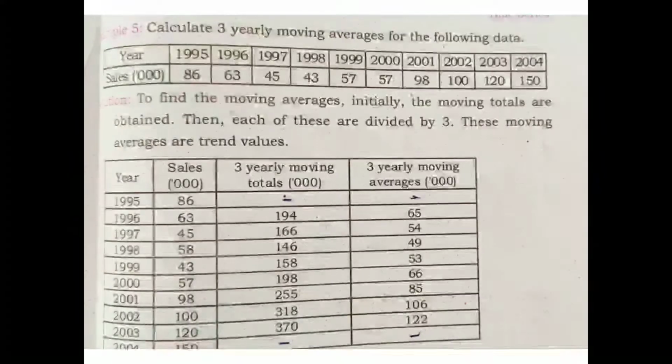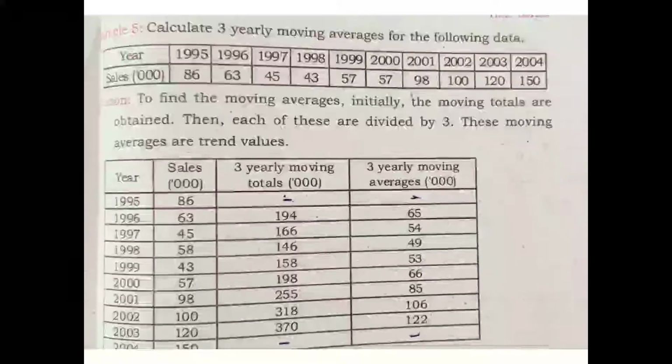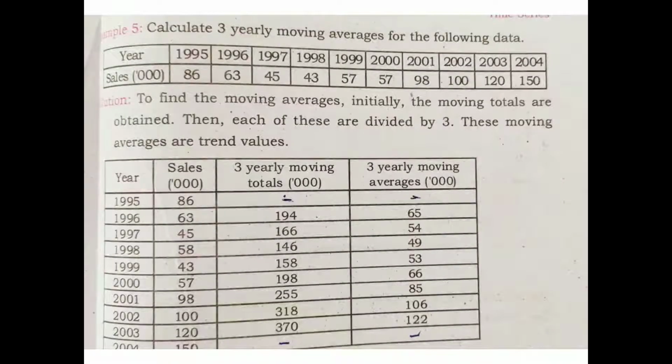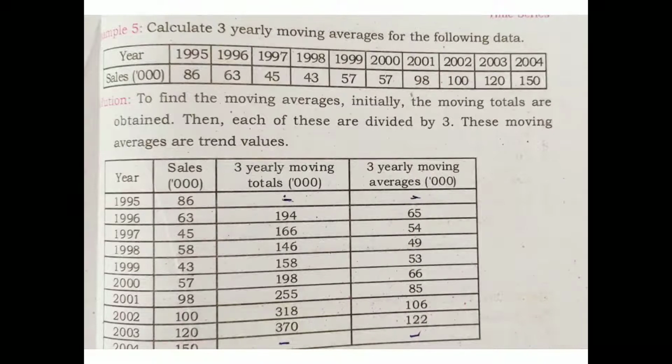Next, we shall see the example problems. Calculate 3 yearly moving averages for the following data. The data has been given, years and sales in thousands. To find the moving averages, initially the moving totals are obtained, then each of these is divided by 3. These moving averages are the trend values. First you have to make the 3 yearly moving totals, then take the average of that.